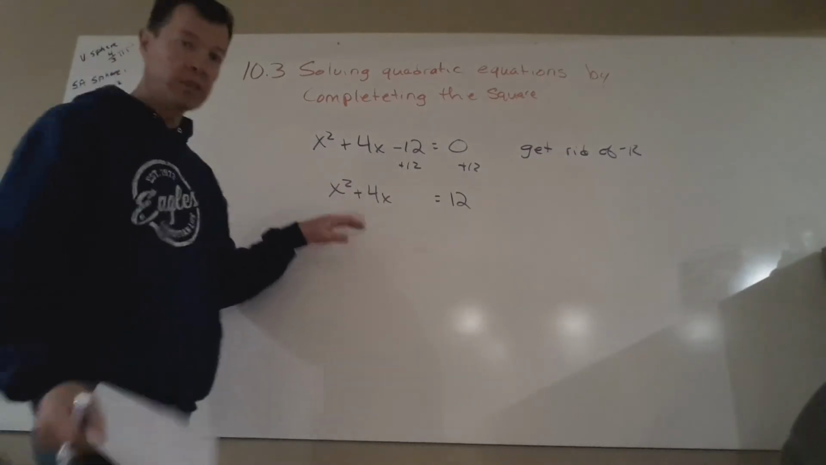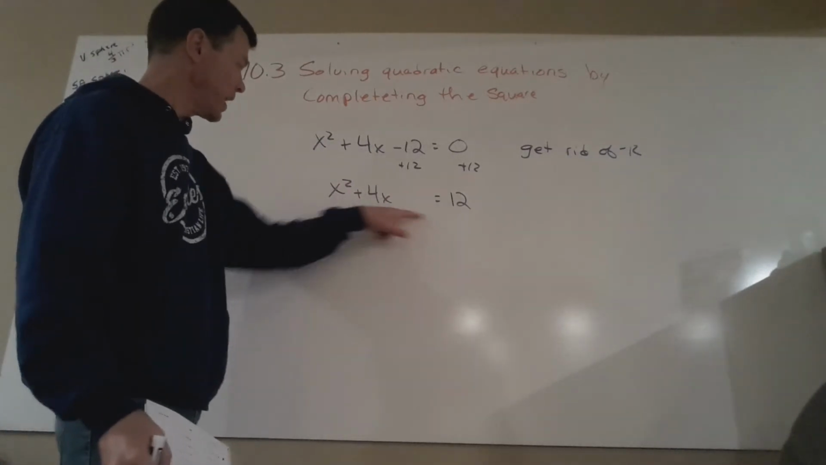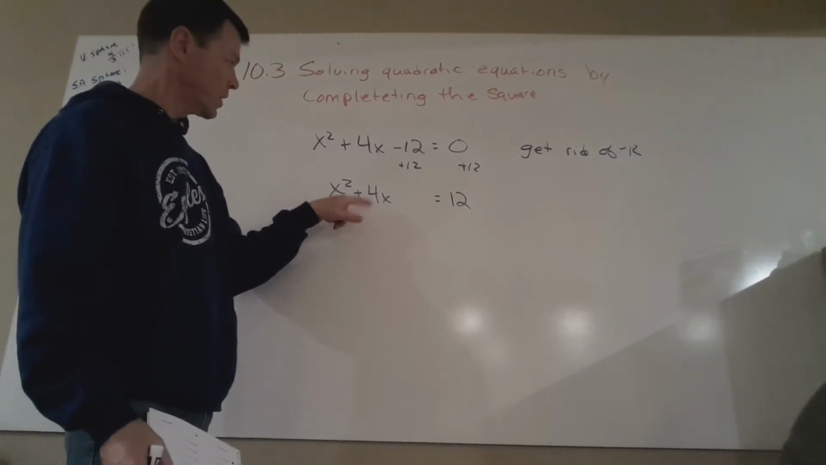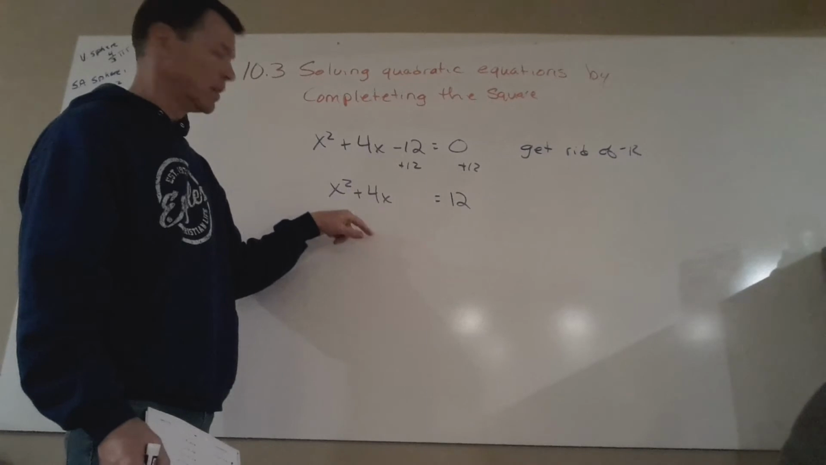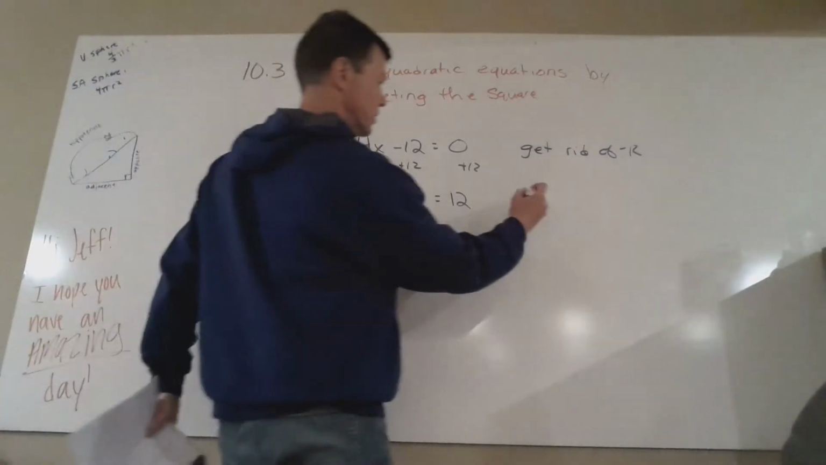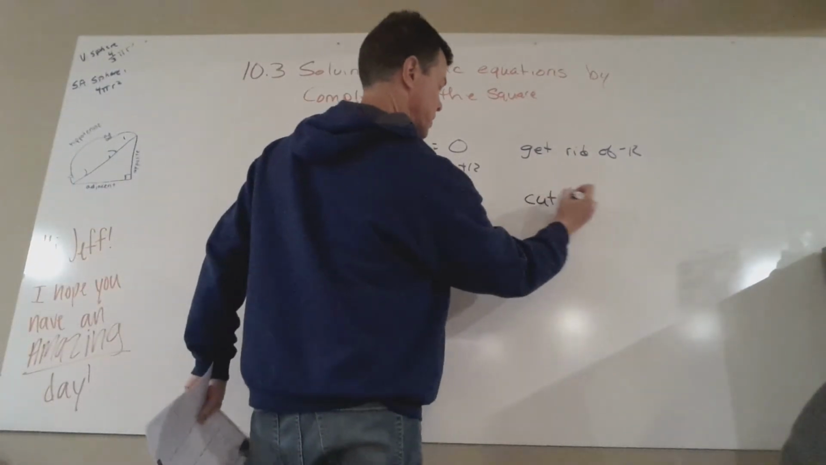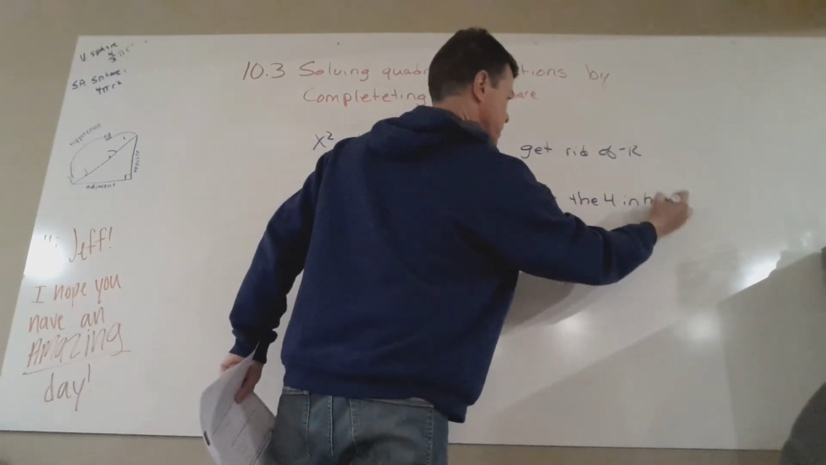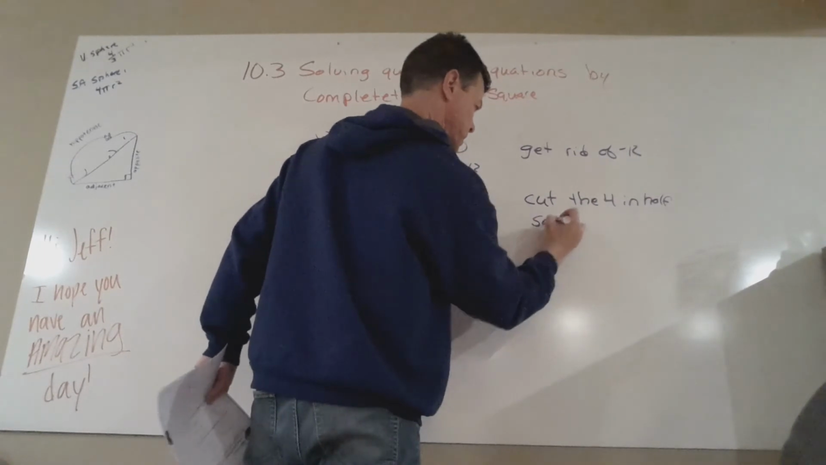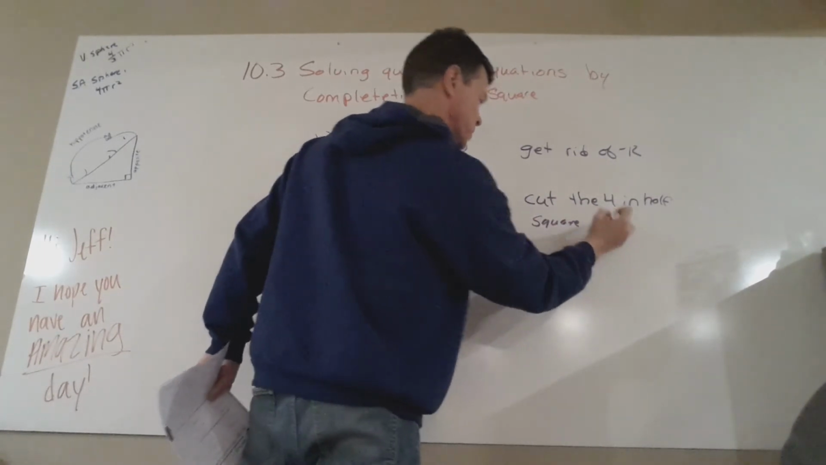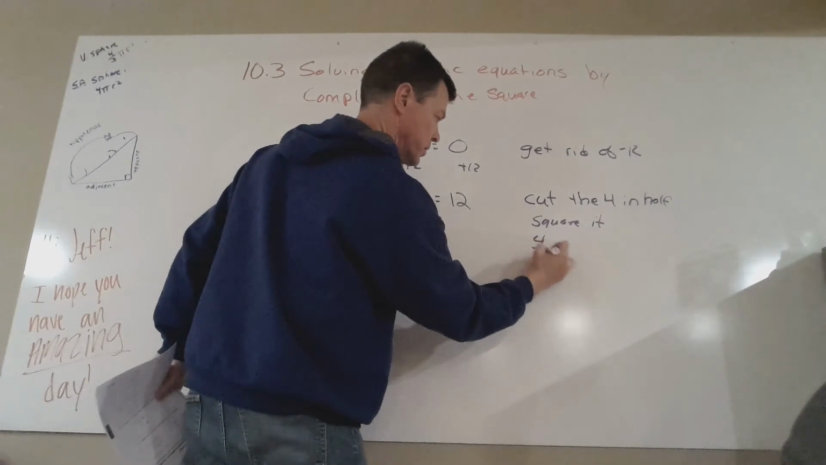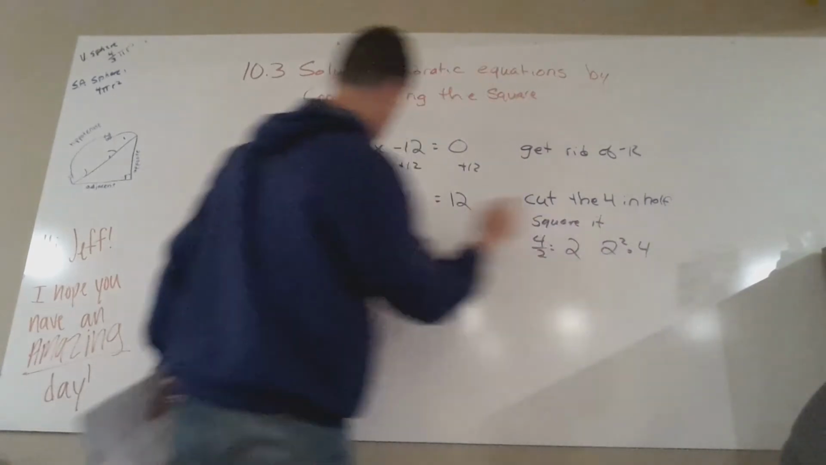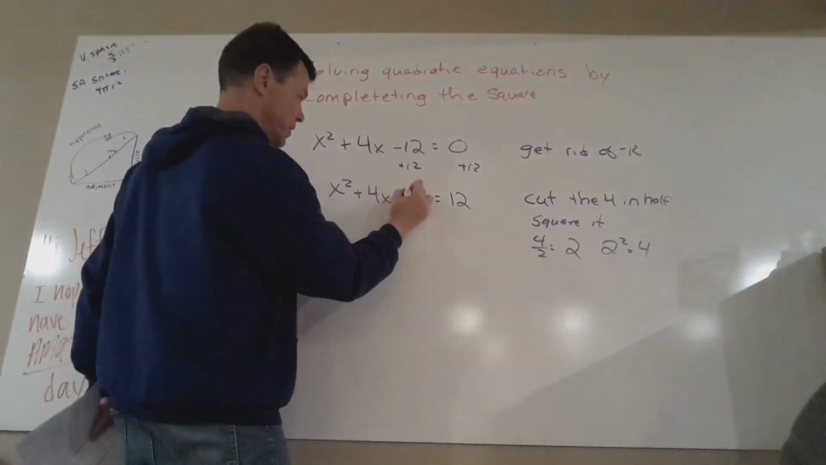Well, we're going to complete the square. So from our last examples, take the b number, which is the 4. Cut the 4 in half and square it. So 4 divided by 2 is 2. 2 squared equals 4. All right, so I'm going to add 4.